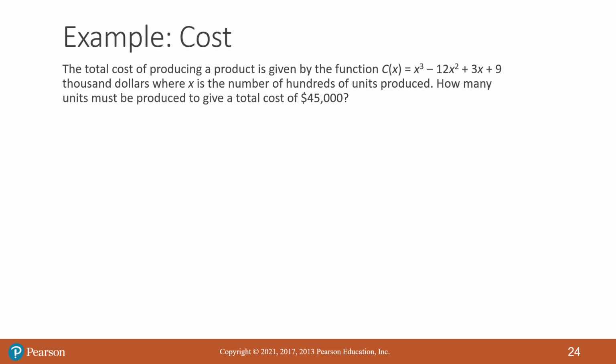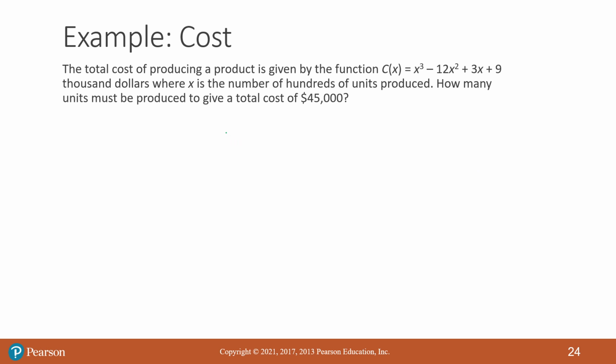All right, let's look at this example. It says cost. The total cost of producing a product is given by the function c of x equals x to the third minus 12x squared plus 3x plus 9 thousand dollars, where x is the number of hundreds of units produced. How many units must be produced to give a total cost of $45,000?